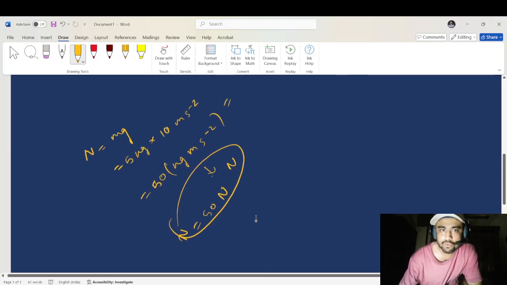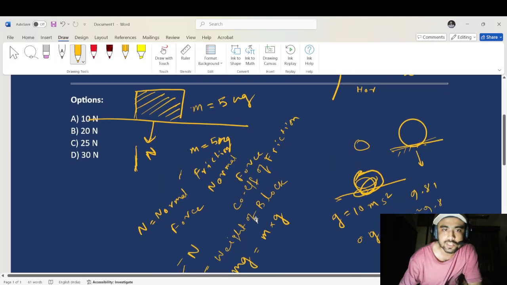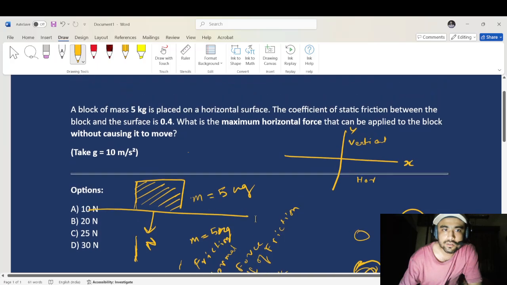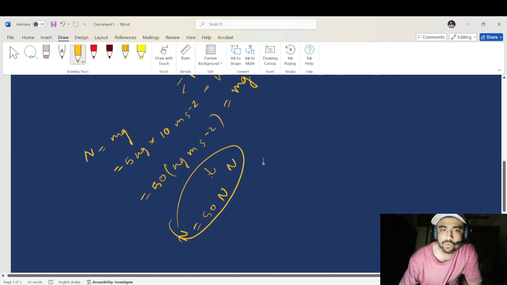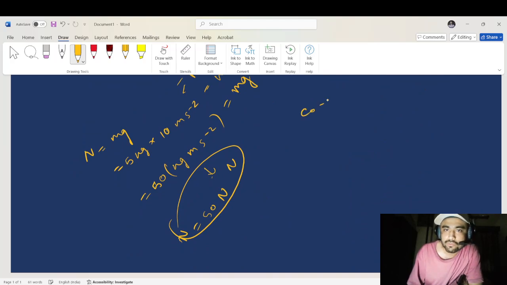Now let's just move to the next part, which is the mu. What is mu? Mu is basically the coefficient of friction. I already told you, right? So the coefficient of friction, mu, is basically equal to 0.4.